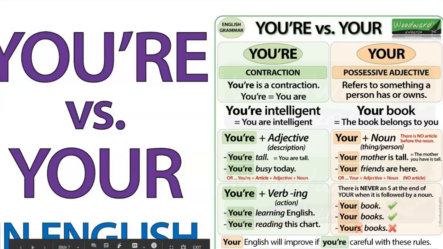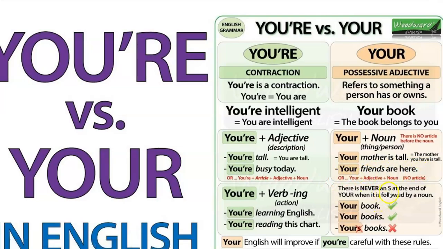Now we're going to go over to just your, you with an R. This is a possessive adjective. It refers to something that a person has or owns. So this book is your book. It belongs to you. So this is the your where it belongs. It's possessive. It's describing what you own. You own this book. The book belongs to you. Now here's a noun. Your mother. So it's describing that your mother belongs to you. That's your mother. It's not your neighbor's mother. It's not your best friend's mother. It's your mother. Your mother is tall. Your friends are here. Okay? Whose friends? Your friends.